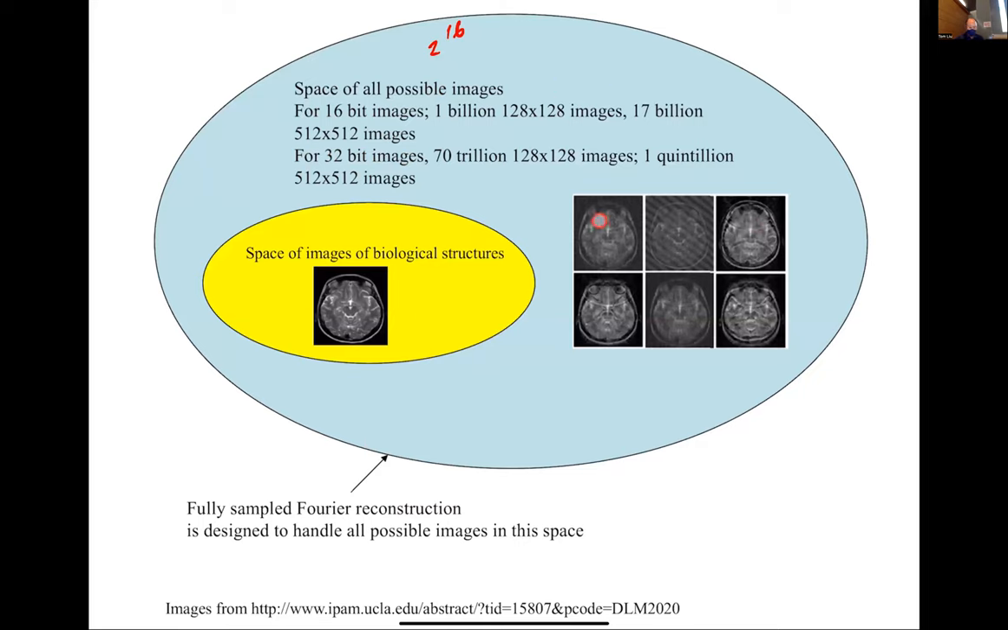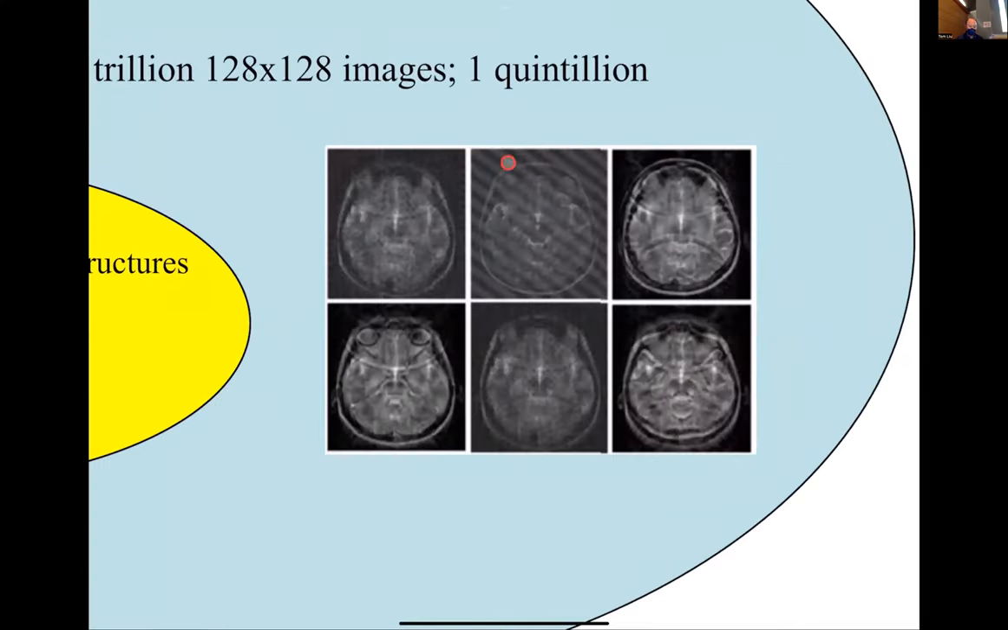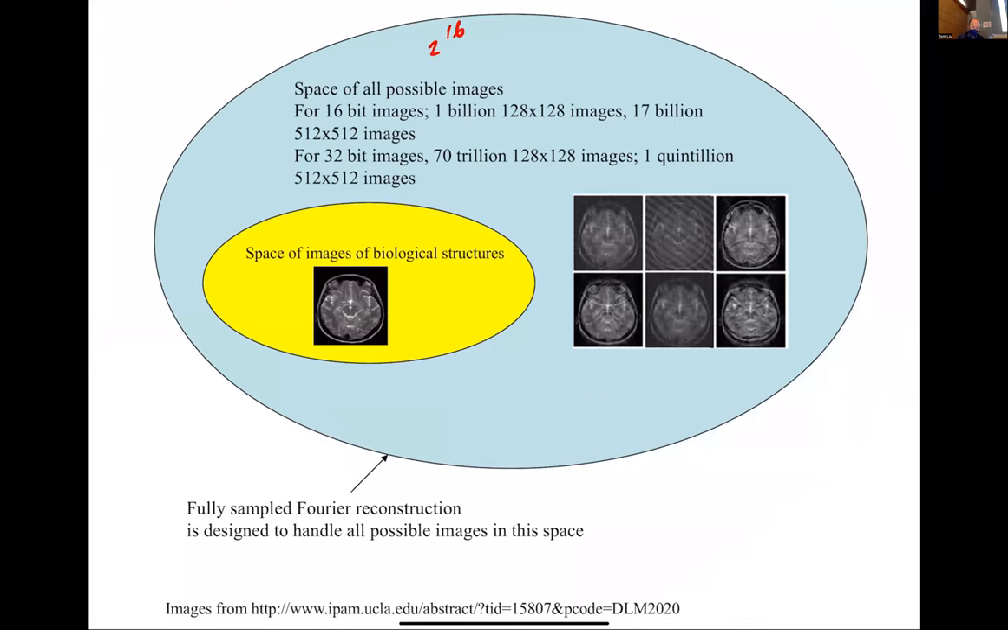Those images include images like this. These are all possible images, but these all look like images that have artifacts. This space also includes this possible image, or this possible image. Anything I could draw is a possible image, right? But the space of biological structures, and specifically human anatomy without artifacts, is actually quite small.